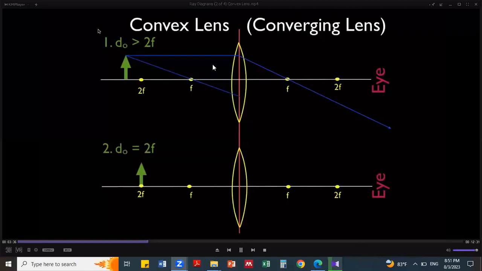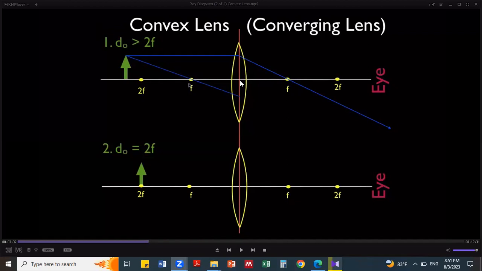So it must go. You learn 3 rules, right? Parallel passes through the focal point, refracted parallel. And the one is what? The one through the optical center, travels straight. If you want, you can combine all 3 rules in one ray diagram and get the image.